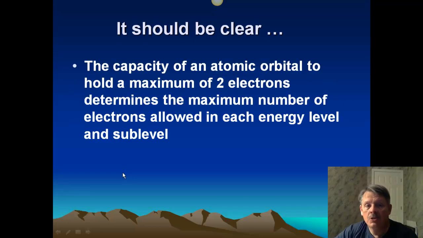So it should be clear that the capacity of an atomic orbital is a maximum of 2 electrons. We already determined that. And that capacity determines the maximum number of electrons allowed in each energy level and each sublevel.